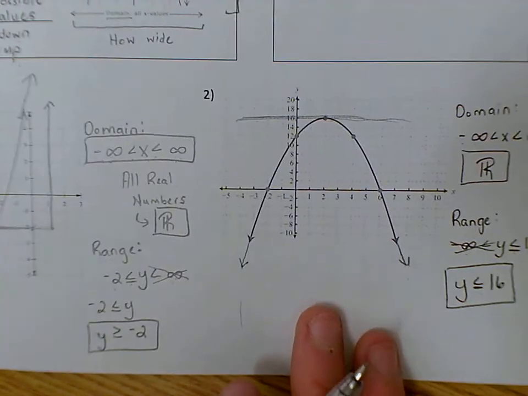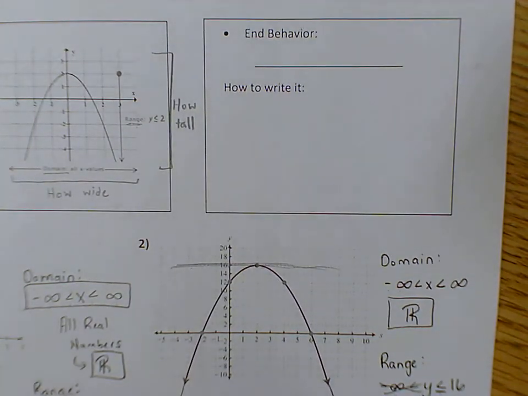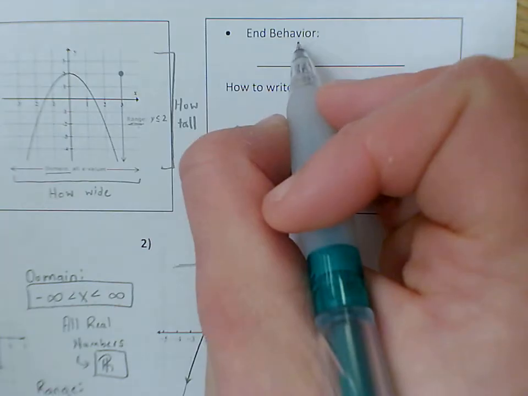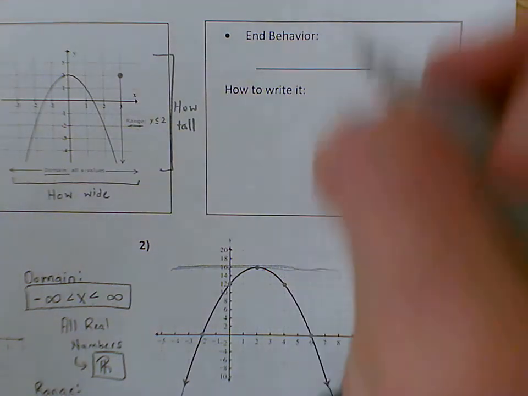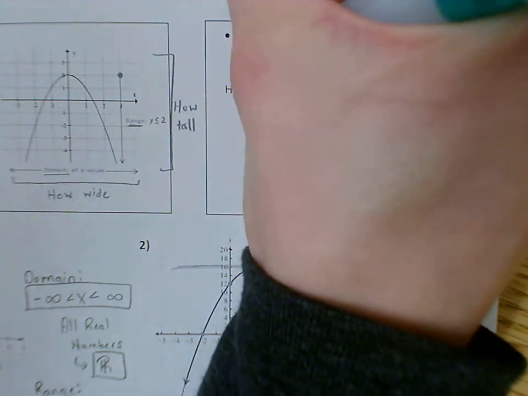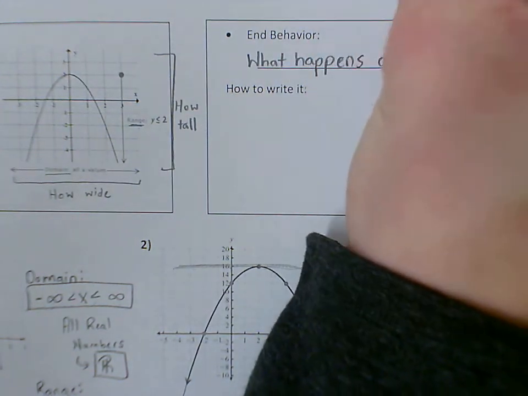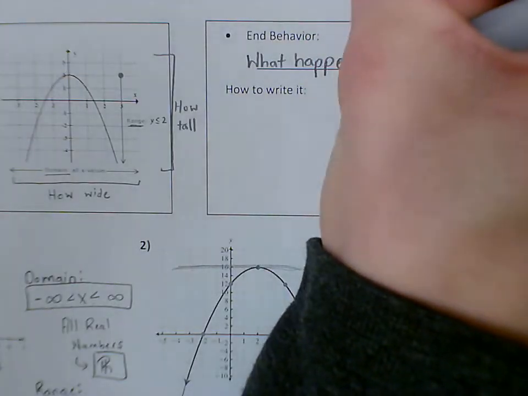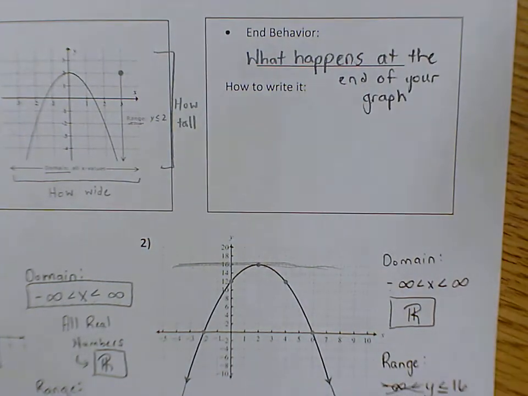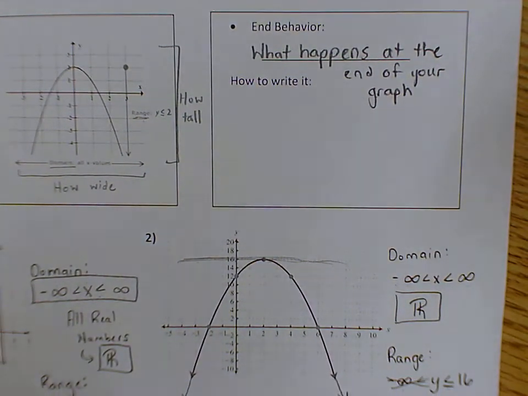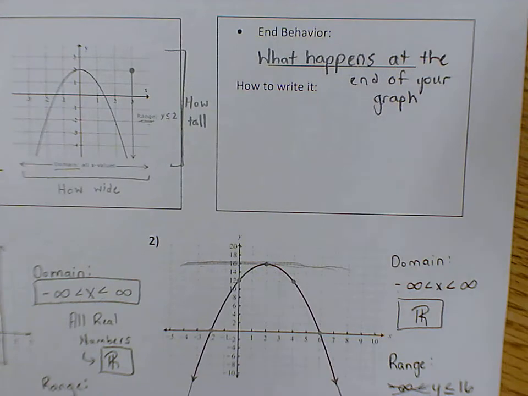The last thing we're going to talk about in this video is how to talk about the end behavior. End behavior should make sense because it tells you what to look at. When you're looking at end behavior, you're looking at what happens at the ends of your graph. Because there are usually two ends to your graph, you're going to have to write two different things. That's what we're going to talk about first, and then we'll do a couple examples.